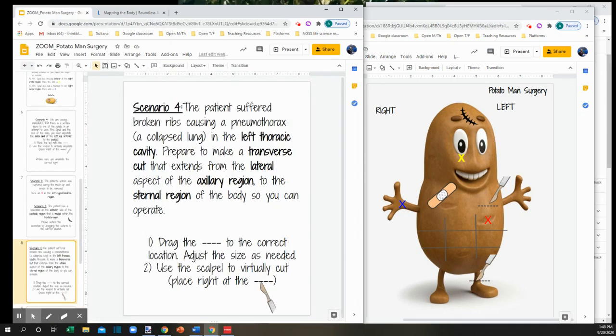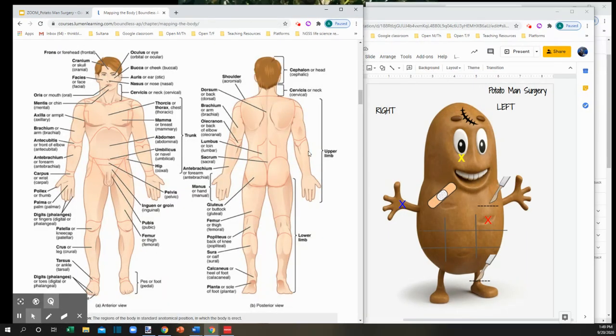So if you saw here that says left thoracic cavity, right? So you're looking at the thoracic cavity, okay? And then you have to make a transverse cut. So now you know horizontal, right? That's going from the lateral axillary region to the sternal region. Well, if you were, again, referencing this page now, okay, your axillary was right where your armpit is, and your sternal region was right here in the middle, and for some reason it's not on this picture, but it is on the one that I gave you guys in your slides, okay?